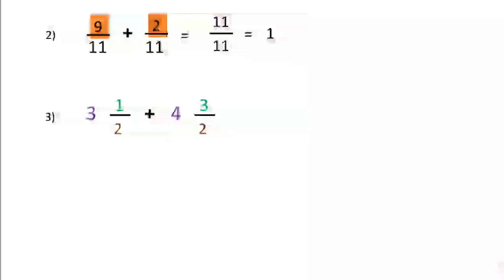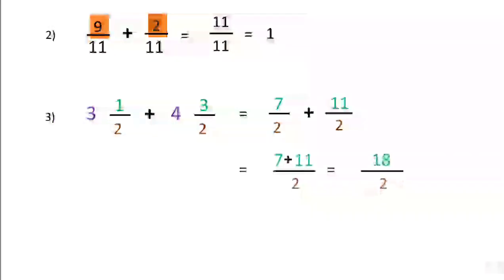Next, addition of mixed fractions with the same denominator. First we change this into improper. 2 into 3, 6. 6 plus 1, 7. 7 by 2 plus 2 into 4, 8. 8 plus 3, 11 by 2. Now add this. 7 plus 11 by 2, that is 18 by 2.